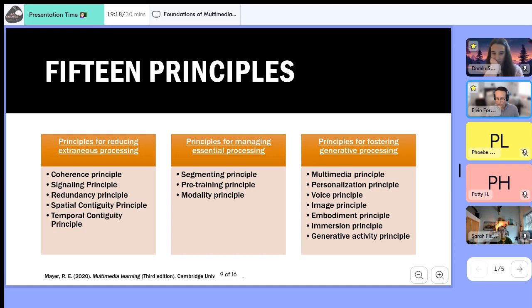Pre-training, for example, would be giving the learner some kind of read-ahead materials that are very relevant to the course so that when they enter the course, they have more capacity to engage. And then there are principles for fostering generative processing, like the voice principle: having the learner speak in a natural voice, using first person versus third person, actually improves learning outcomes. There's a lot more. I'd love to do more series like these on these principles, but I refer you to the book for more specifics, or the Q&A.